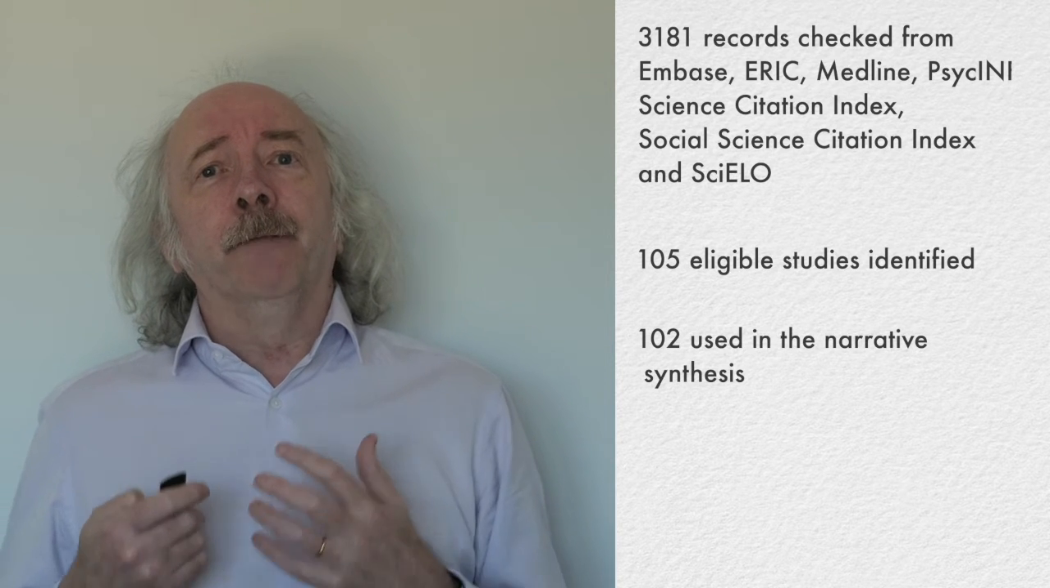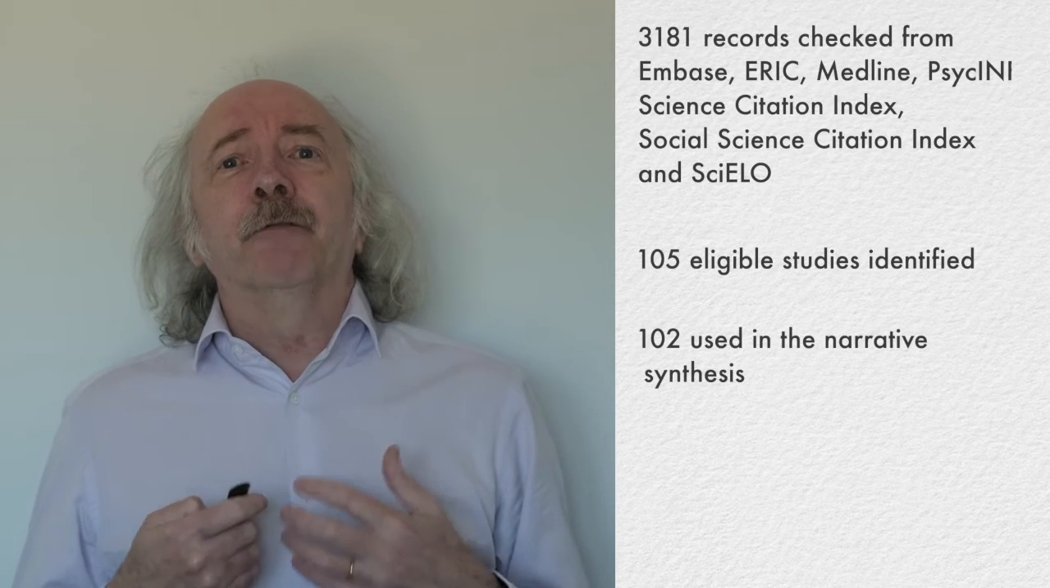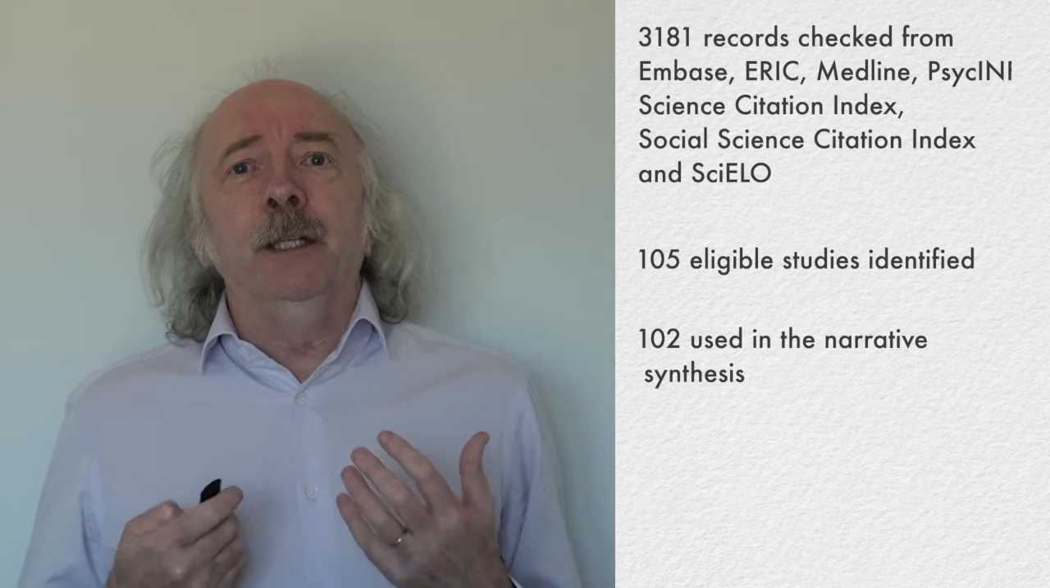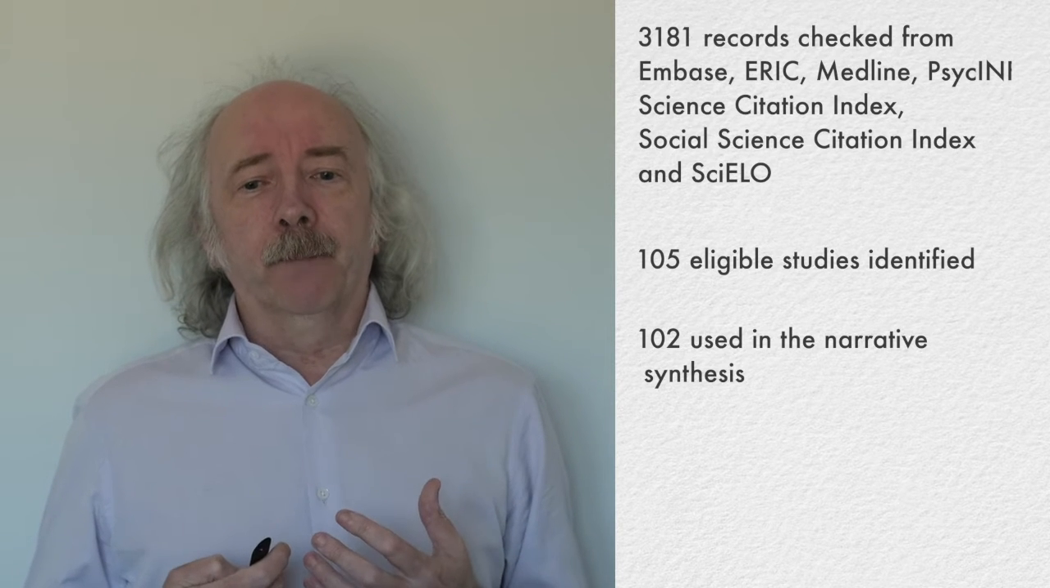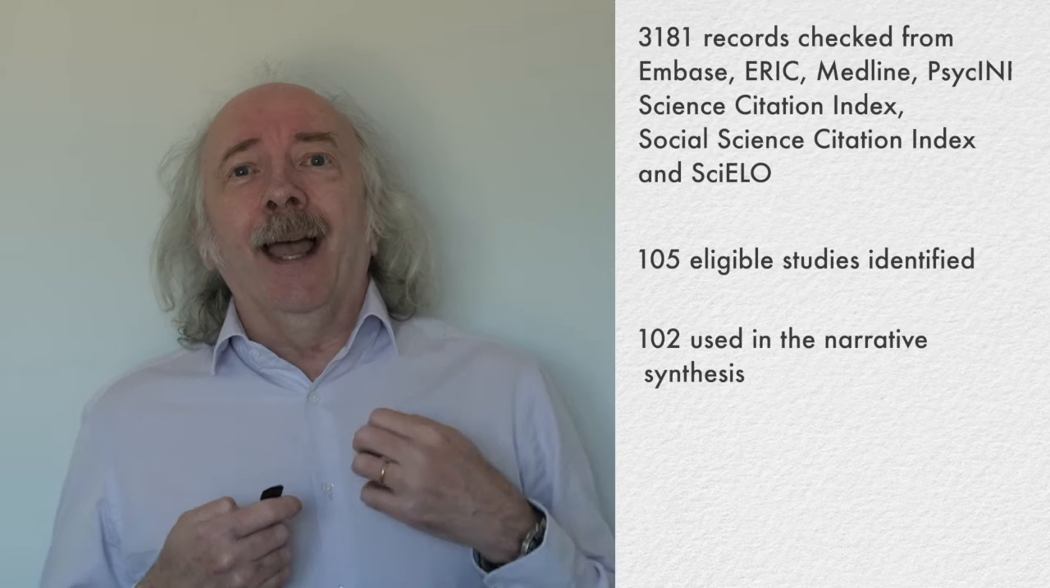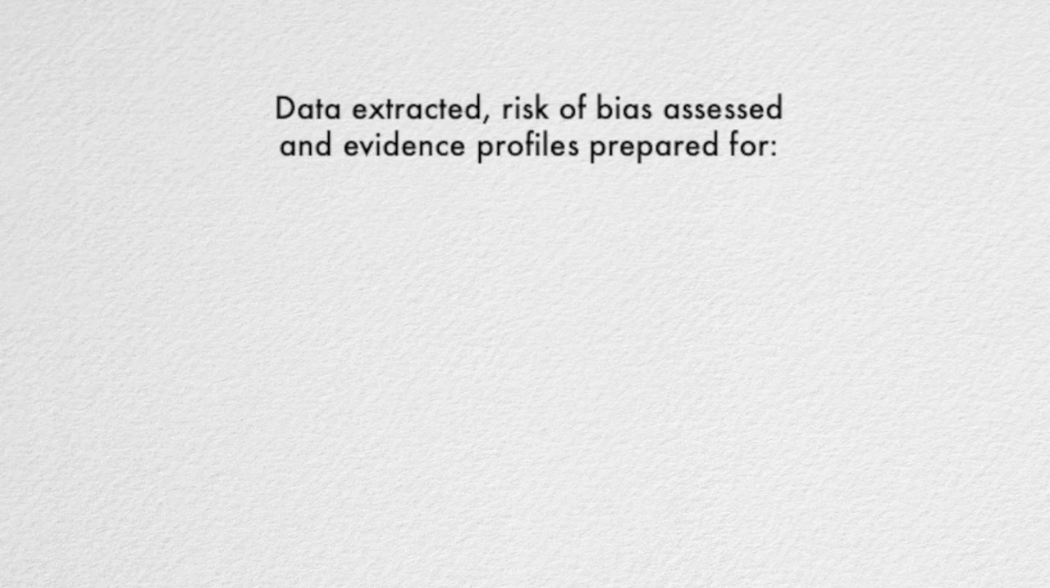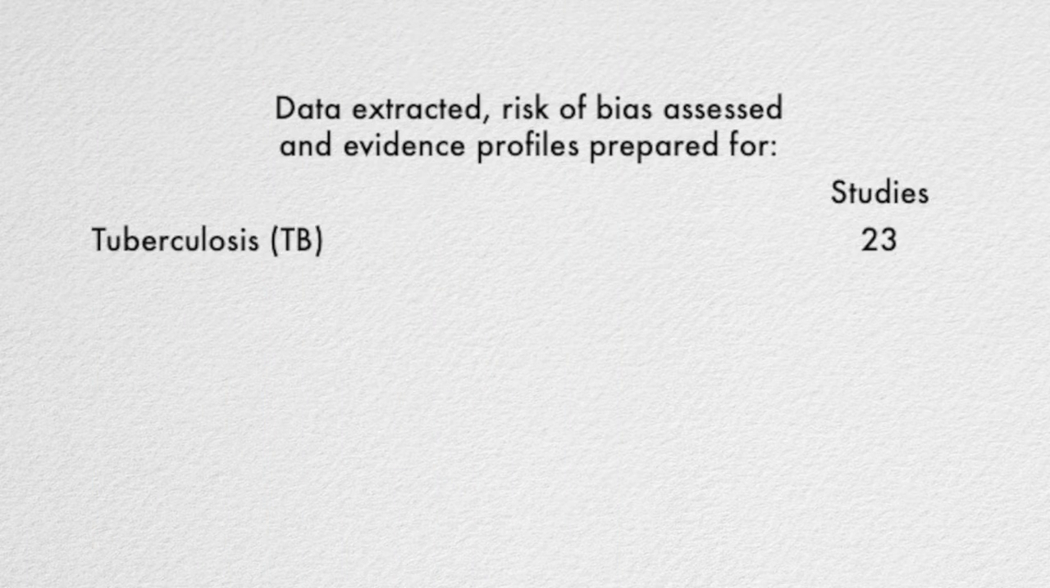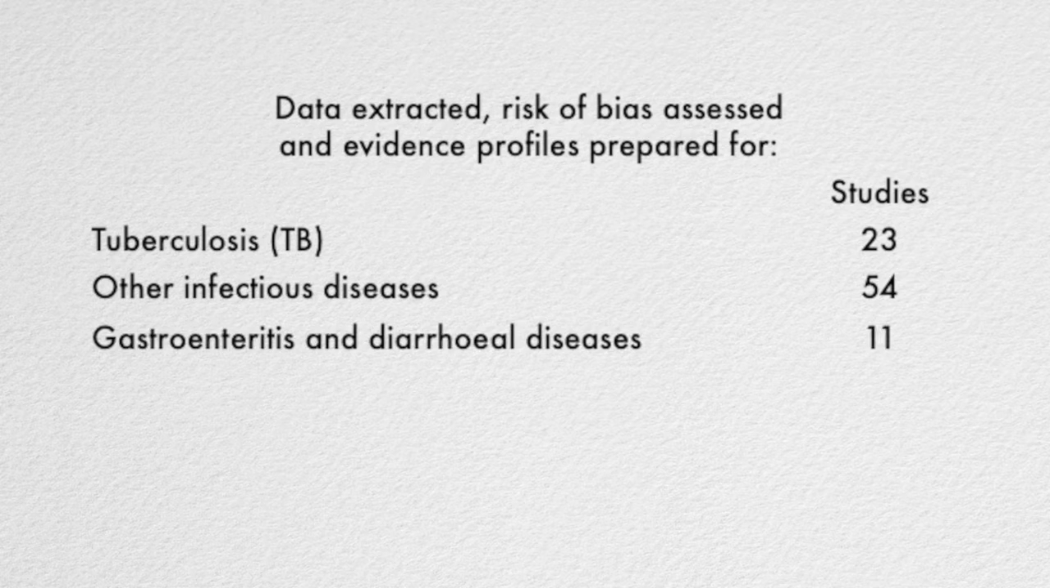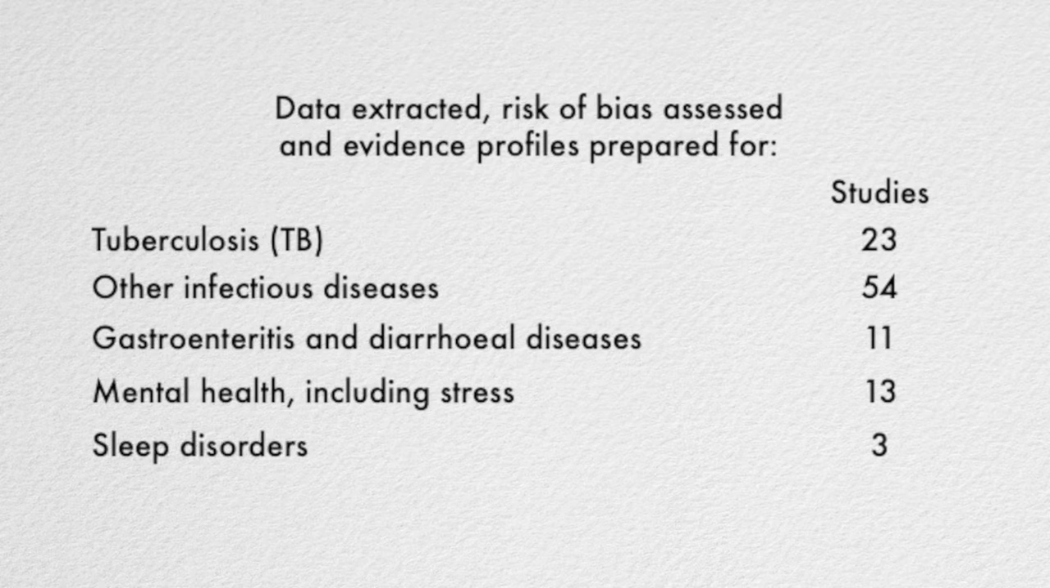105 eligible studies identified, and of those 105, 102 had enough data reported to be used fully in the review. And so the data was extracted and it was grouped on the basis of health problems. So tuberculosis, there were 23 studies. There were 54 studies of other infectious diseases, 11 studies of gastrointestinal and diarrheal diseases, 13 on mental health, which included stress, and 3 to do with sleep disorders.